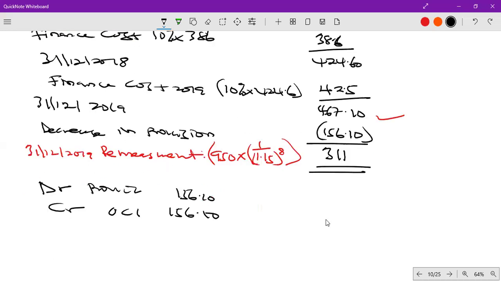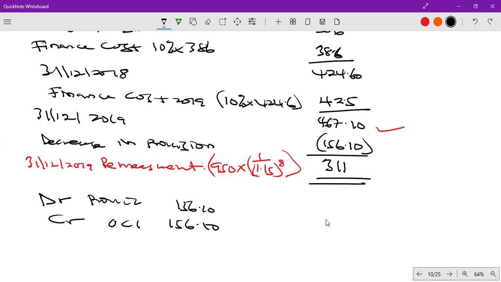So once we are done with this, we need to go and do the needful for 2020. We are now in 2020 proper.